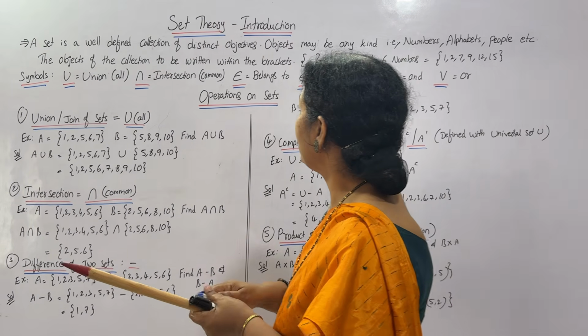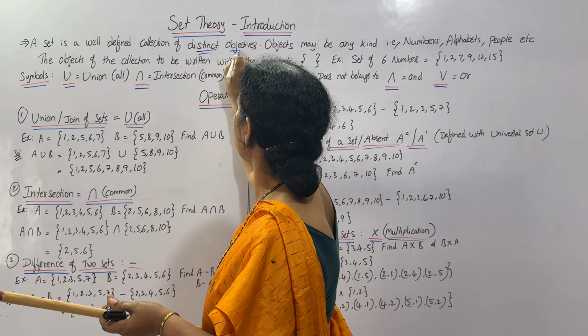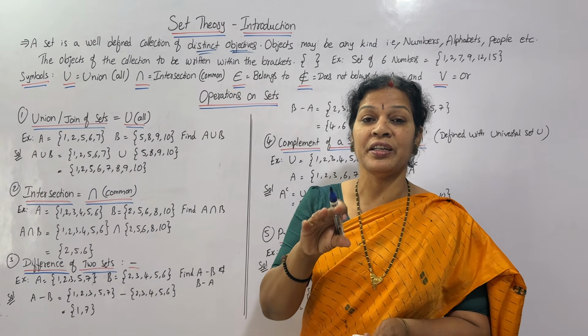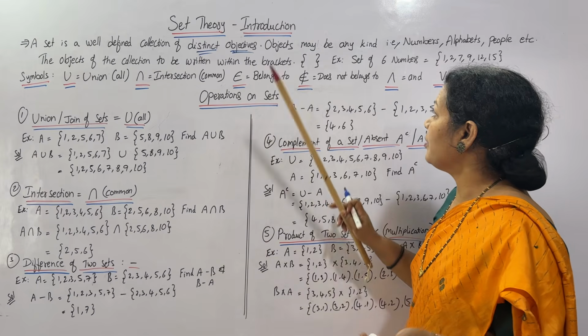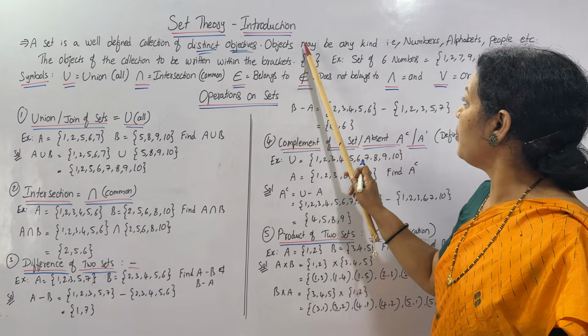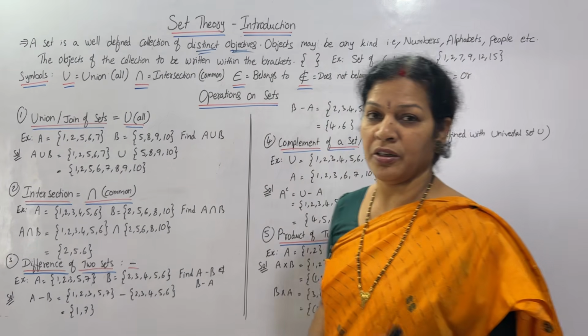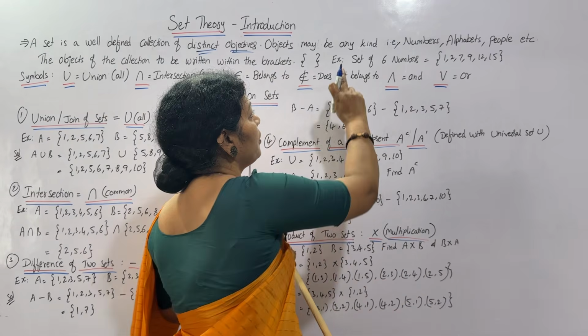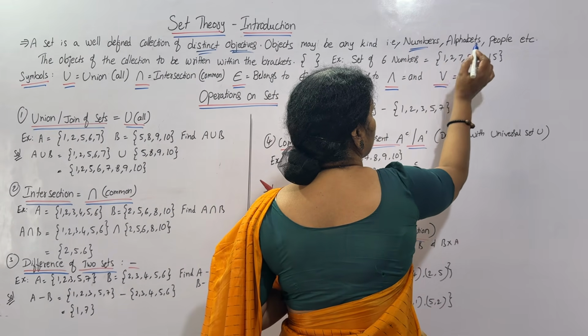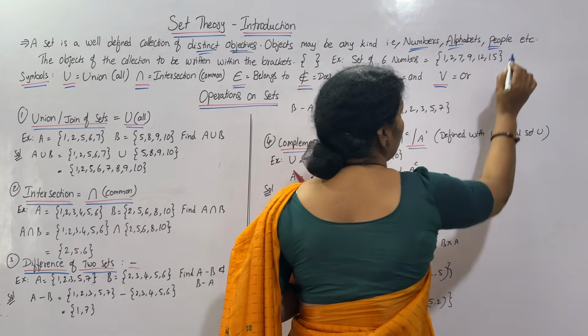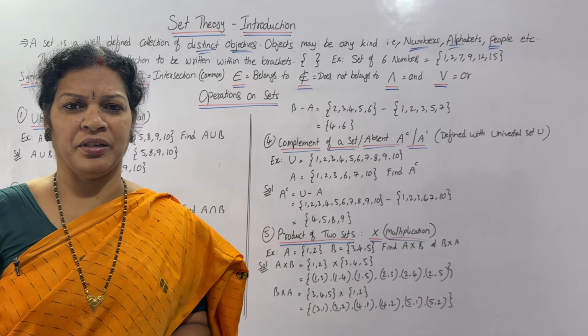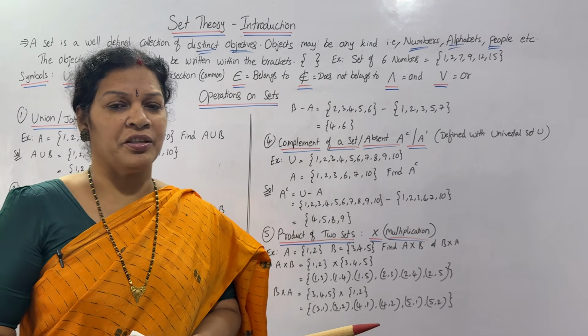A set is a well-defined collection of distinct objects. Different objects together, we define as a set. What are these objects? Objects may be of any kind. It may be numbers, alphabets, or people, or anything it can be. So that we say it is a set.